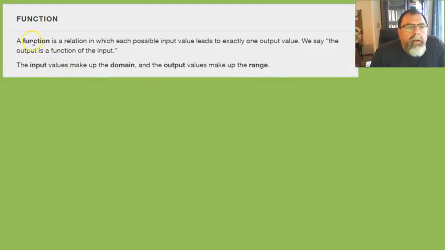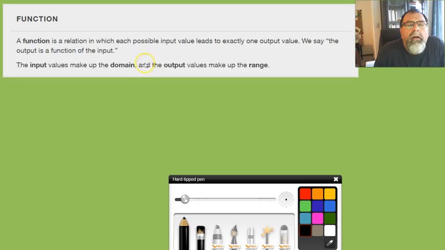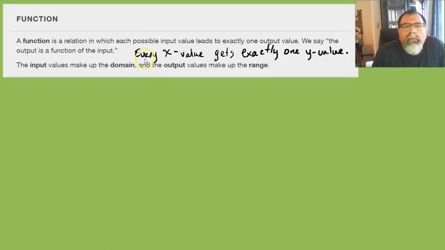Okay, so a function is a relation in which each possible input value leads to exactly one output value. We say the output is a function of the input. The input value makes up the domain and the output value makes up the range. I like to just say it this way too: every x gets exactly one y. So let me write that down. Again, every x value gets exactly one y value, right? That's my short version of saying the same thing.